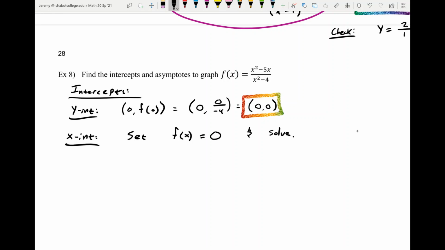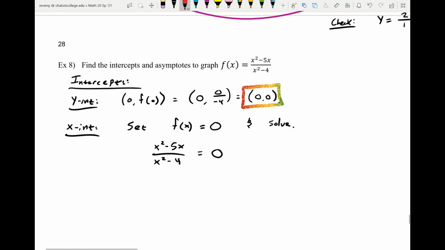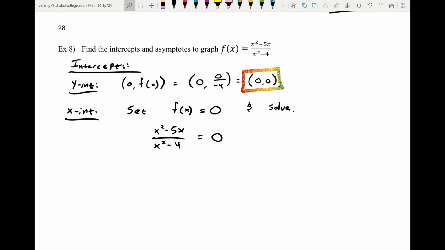So, what this would look like is we would get x squared minus 5x over x squared minus 4 equals 0. Okay, so there's a little trick here that makes life a lot easier. One way to think about it is, if we just multiply both sides of the equation by x squared minus 4, that denominator, we're just going to be left with the numerator on the left side, and we're still just going to have 0 on the right side, because 0 times x squared minus 4 is just 0.